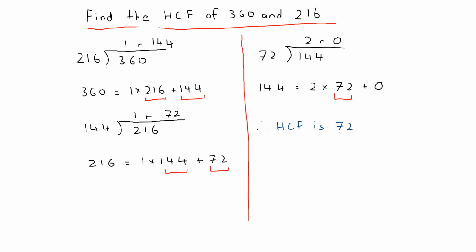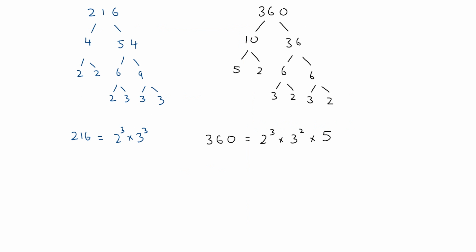Alright, I want to show you another way of getting the HCF now. So what we're going to do is start with our numbers 216 and 360. We're going to do factor trees for each of them, which I'm sure you know how to do now, and a prime decomposition. So here is a prime decomposition of 216. It's 2 cubed by 3 cubed.